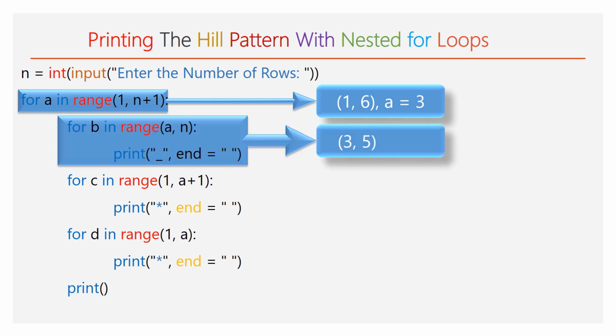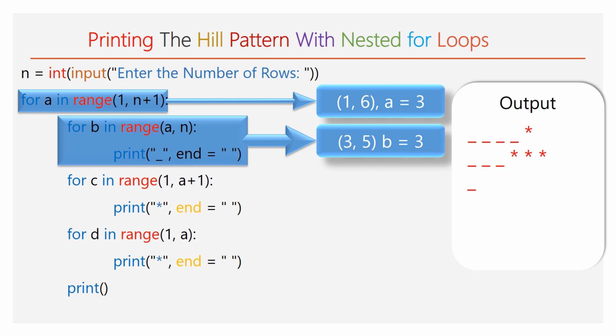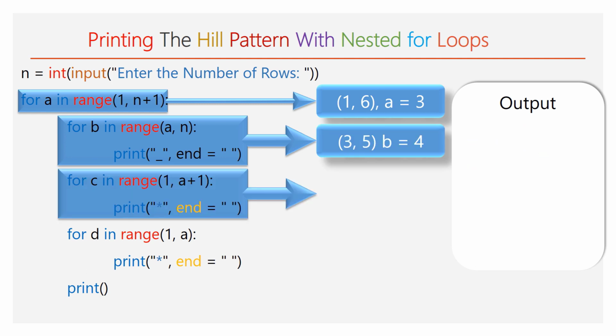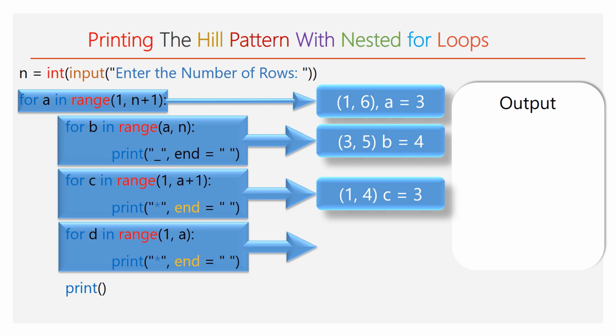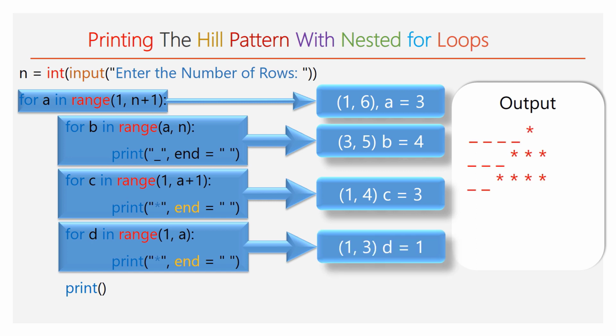The b will have the range 3 to 5. It will iterate only for 2 times. During each iteration, one space is added to the third line. The execution will come to second inner for loop and it will have the range 1 to 4 and it will iterate for 3 times. During each iteration, one star is printed in the output. Now the execution will come to third inner for loop and it will have the range 1 to 3. It will iterate for 2 times. During each iteration, one star is printed.